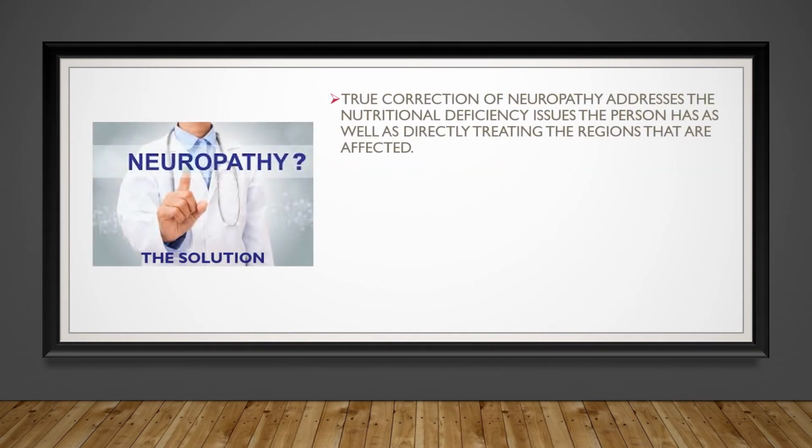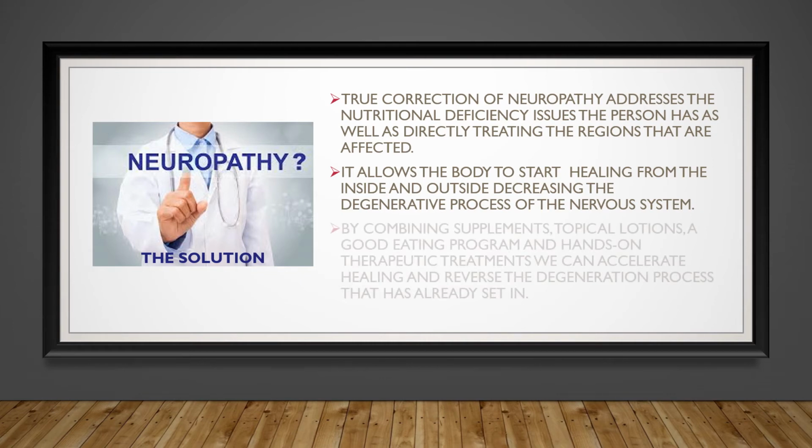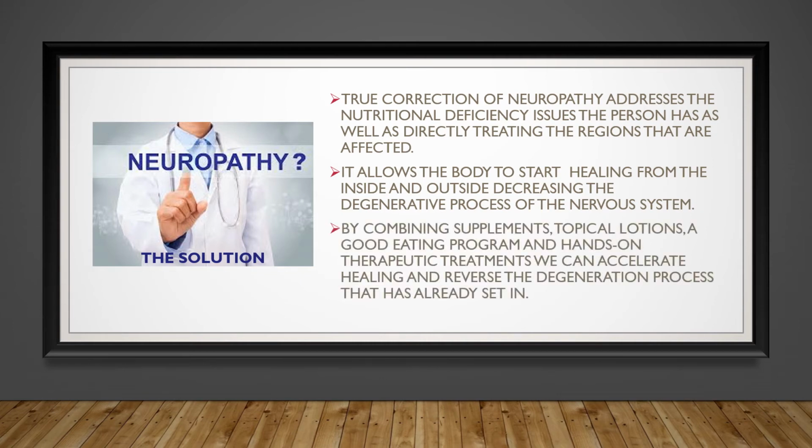Are there solutions to neuropathy problems? Well, sure there are. We know that true correction of neuropathy addresses the nutritional deficiency issues the person has, as well as directly treating the regions that are affected. It allows the body to start healing from the inside and the outside, decreasing the degenerative process of the nervous system. Of course, this takes time and commitment from both the patient and the doctors. By combining supplements, topical lotions and creams, a good eating program, and hands-on therapeutic treatments, we can accelerate healing and reverse the degeneration process that has already set in.